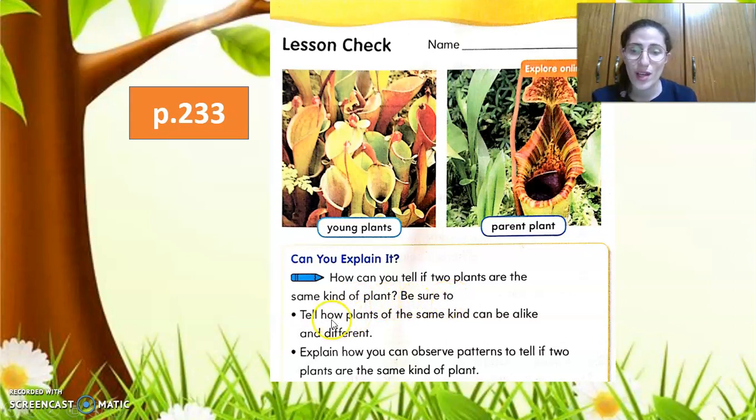Be sure to tell how plants of the same kind can be alike and different. Explain how you can observe patterns to tell if two plants are the same kind of plant. I'm gonna reread it and then I'm gonna explain.